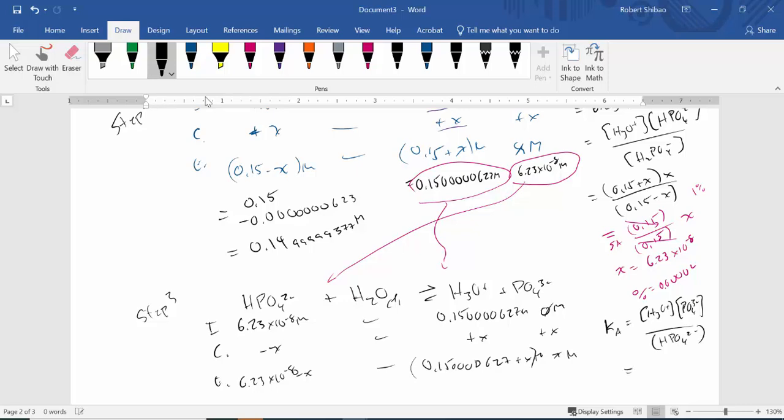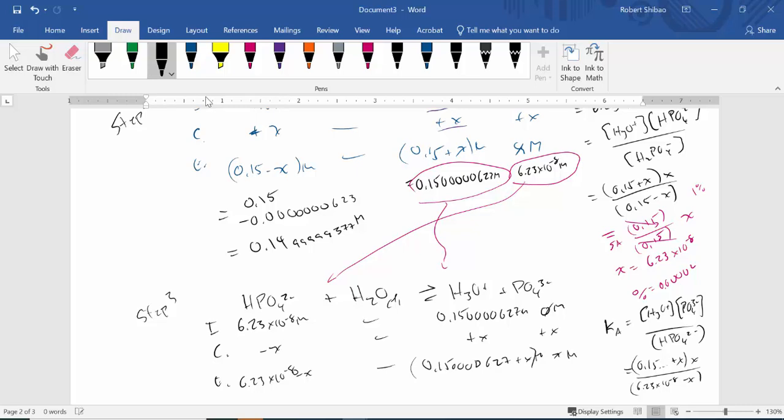And that's going to equal this: 0.15 ... plus X, times X, divided by 6.23 times 10 to the minus 8 minus X.